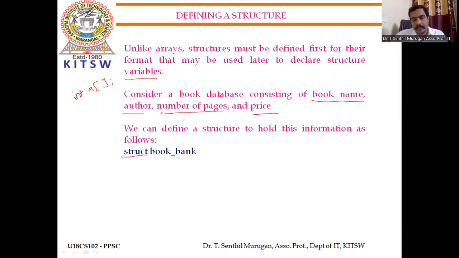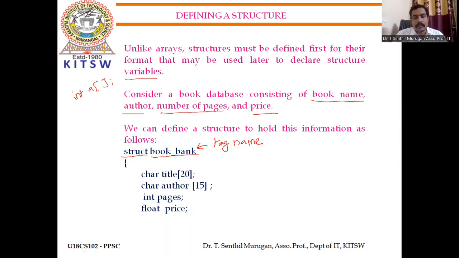Struct is the keyword, then the structure name. So this we can say is the tag name. Okay, so our structure name we can say this. Then the open brace, after that multiple data types, like title is a character array and author name is a character array, pages is an integer, price is a float. Then we end with a semicolon.